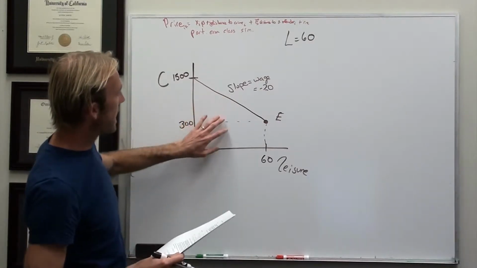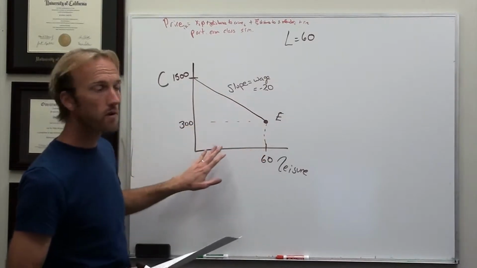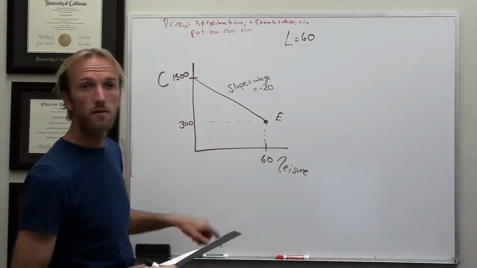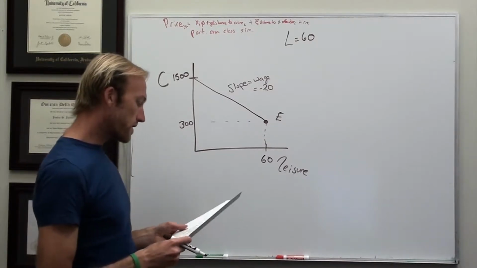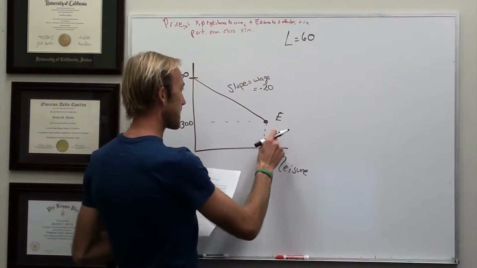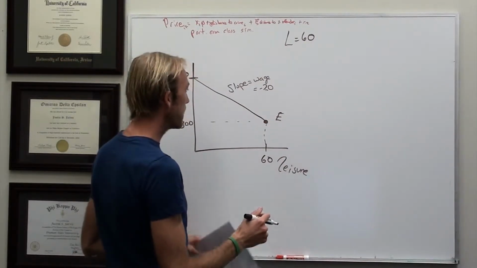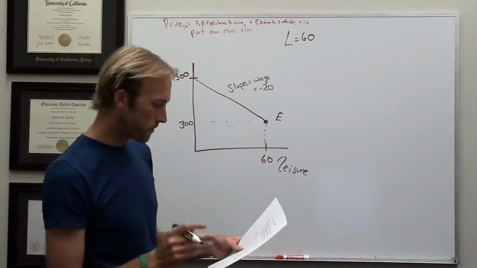Your choice set is actually everything underneath this four-sided shape, quadrilateral right here. Okay, where is your endowment bundle? Well, that one's actually here. It's at 60, 300, and I've labeled it E right here.